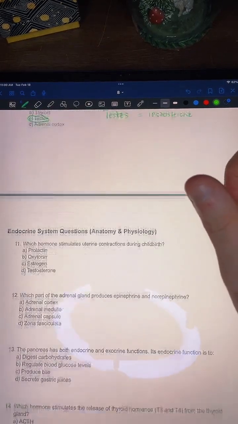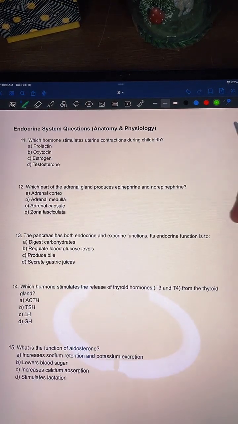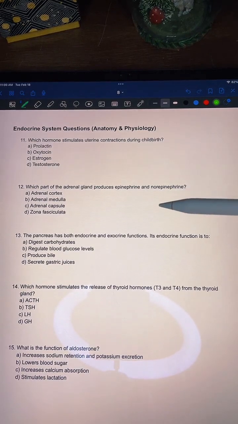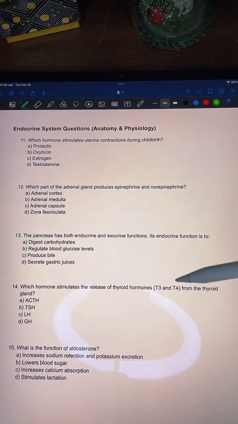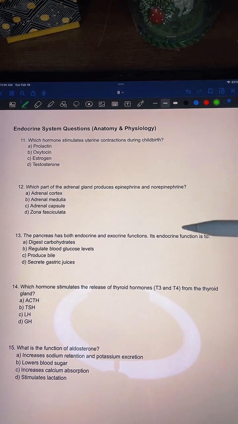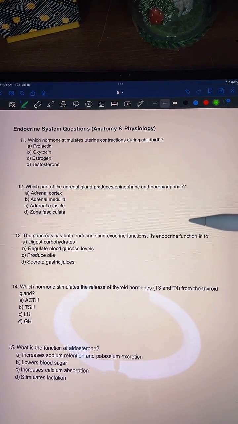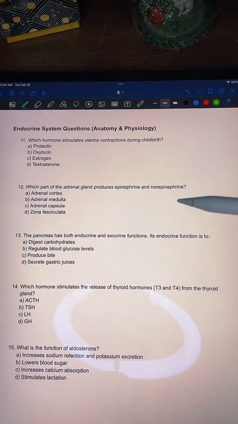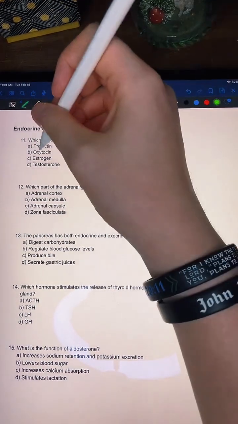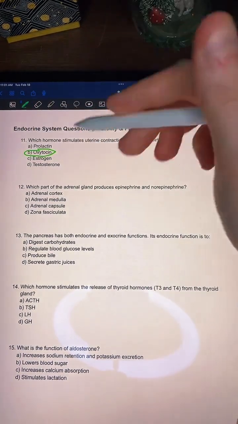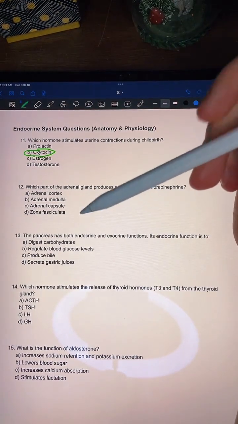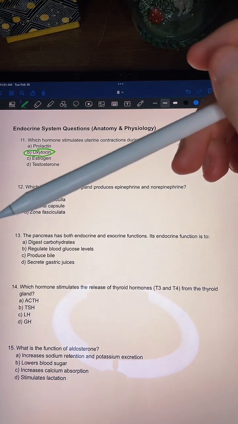All right, but anyway, let's move on to the next set of questions. Number 11: which hormone stimulates uterine contractions during childbirth? Which I think we went over earlier. Again, that's the benefit of going through and trying to figure out why some are right and why some are wrong. I'll give you guys a couple seconds to answer. Yes, B, oxytocin. Do we want to go through what all the rest of these are primarily for, or do we want to keep moving on?